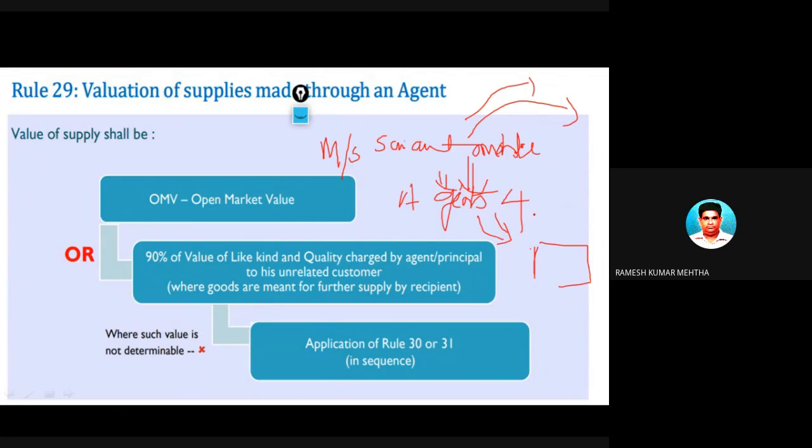So how to find out the transaction value between these two, the concerned supplier and the agent, is very important. In this case, we have two things to find out. One is the open market value of such goods which are supplied, and the other is 90% of the price of like kind and quality charged by the agent to his unrelated customers, where goods are meant for further supply by the recipient. Let's take up a small numerical problem that will help you understand.